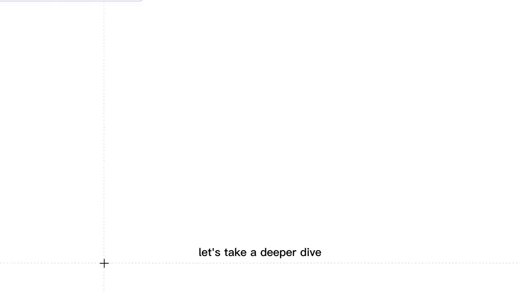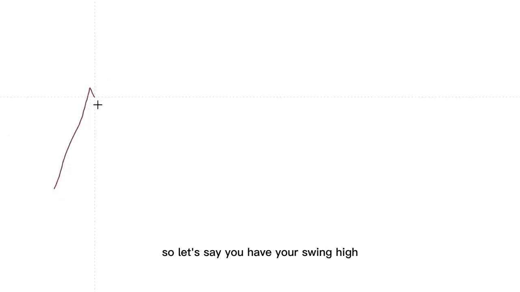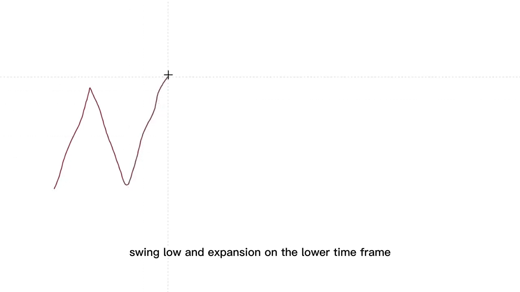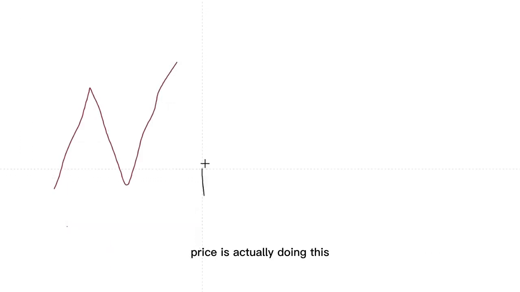Let's take a deeper dive and look into your range inside of a range. So that'll be working between macro and micro. So macro will be your higher time frame. So let's say you have your swing high, swing low, and expansion. On the lower time frame, which would be your micro, price is actually doing this.